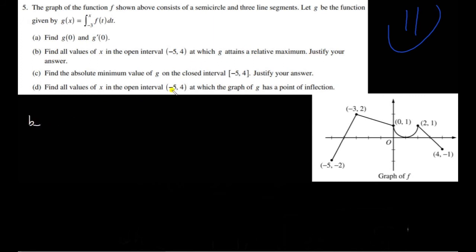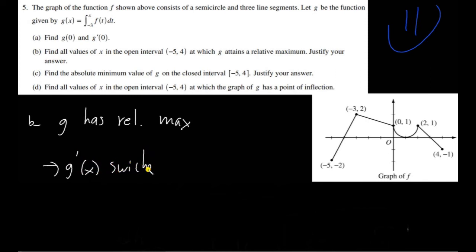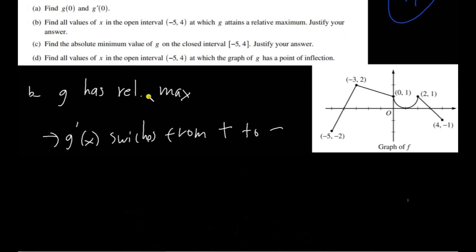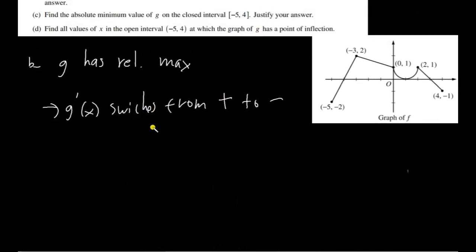So to figure out where g attains a relative maximum, what does that mean? When g has a relative maximum, that means that the derivative switches from positive to negative. This is one example of a concrete step that I'm taking. And then how can I connect this to f? Well, remember from part A, we said that g prime of x is equal to f of x.